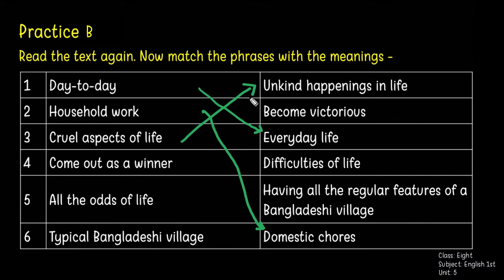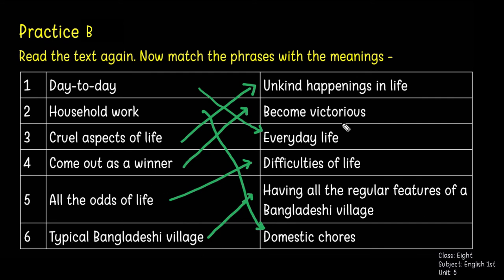Same thing. Okay. Number 4. Come out as a winner. Yes. Right option is here. Become victorious. Come out as a winner. Become victorious. All the arts of life. So what can be? Yes, difficulties of life. And the last is typical Bangladeshi village. Yes, one option is remaining. That is having all the regular features of a Bangladeshi village.